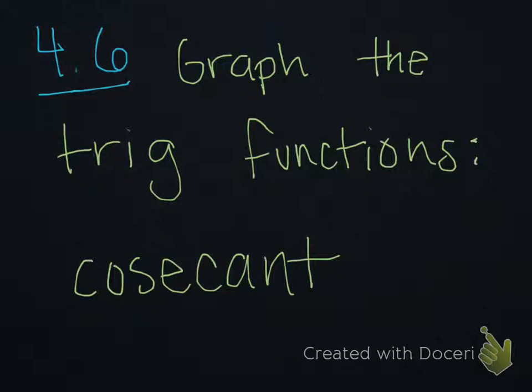Today we're starting section 4.6. We're still graphing trig functions, and now we're going to move into cosecant. You're going to notice that the process for cosecant is almost identical to the sine. It's just the actual last step, the graphing step, that is a little different. So amplitude, starting point, period, the whole process is exactly the same. It's the actual creation of the graph that is different.